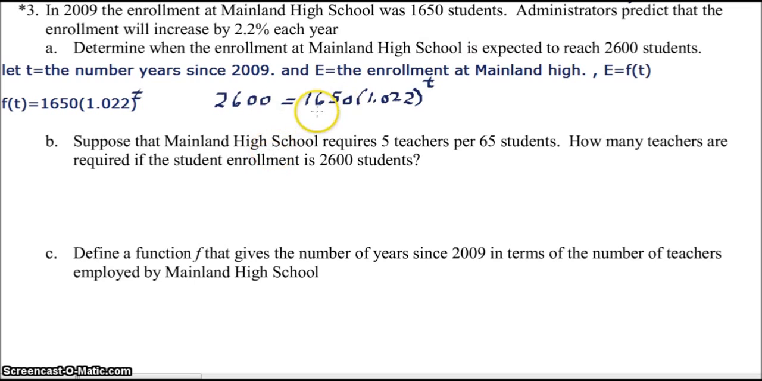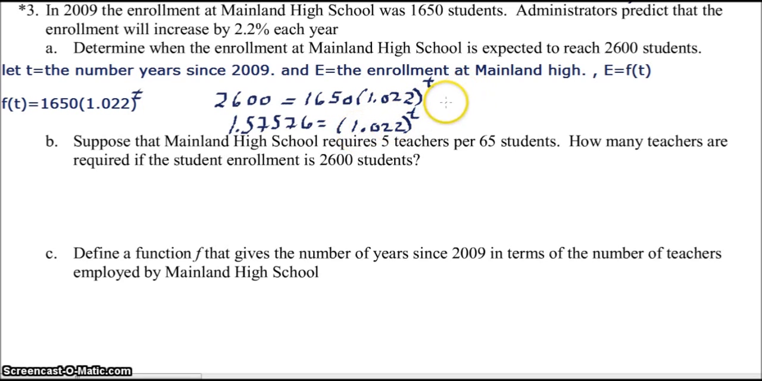So let's get this in exponential form. Let's divide by 1650. 2,600 divided by 1650 is 1.57576, which is an approximation. That equals 1.022 to the t.